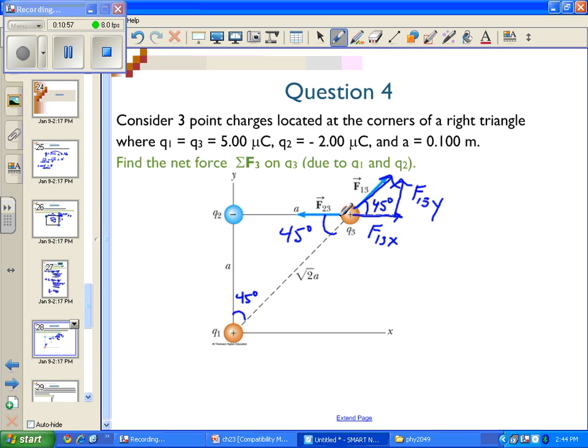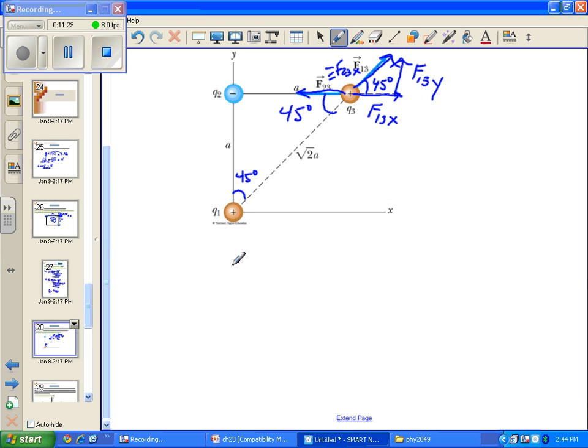On the other hand, the force between Q2 and Q3, because Q3 is positive and Q2 is negative, will draw Q3 towards Q2. We call this force F23. And if you notice, F23 is directed along the negative x-axis, and so therefore will only have a component F23x along the x direction, but it will be negative. Well, before we actually get any of the components, let's go ahead and work out the magnitudes of these forces.